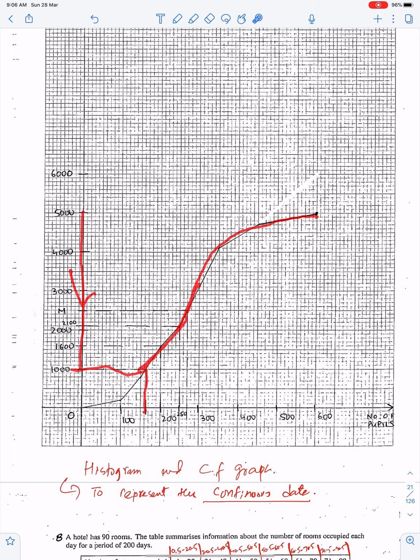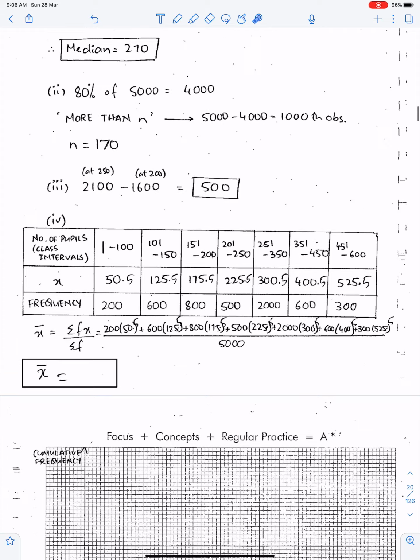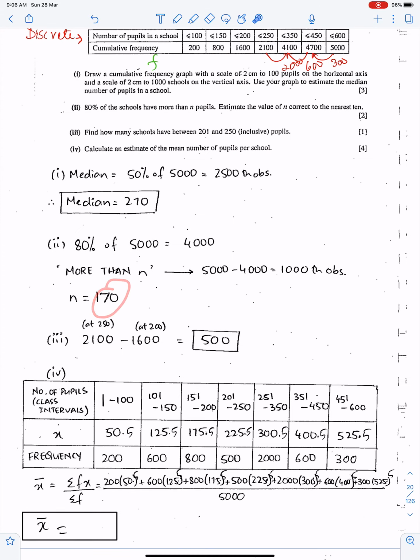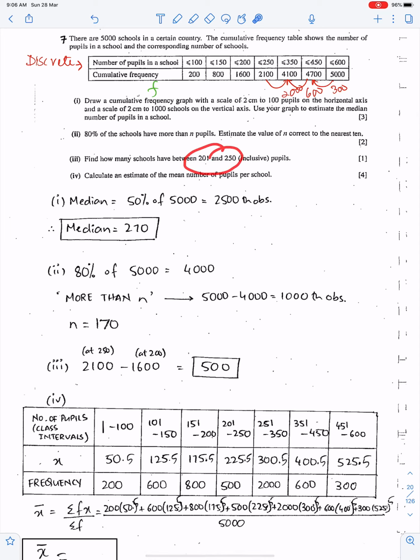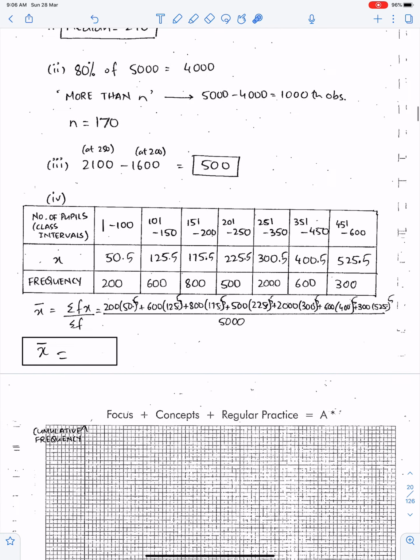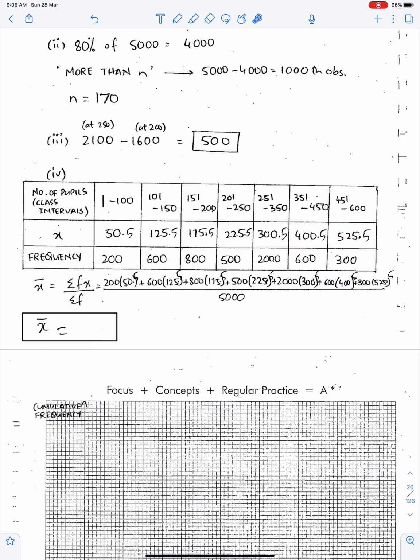More than n pupils. Whenever they say more than, or at least, or minimum, always use this part of the curve. So n is this, 170. Find how many schools have between 201 and 250 inclusive pupils. 201 and 250, 500. Calculate an estimate of the mean. For mean, we basically constructed this table, and you can easily get the mean. Mean is sigma fx over sigma f. That's the answer of the mean.